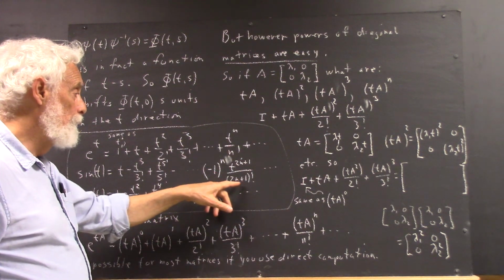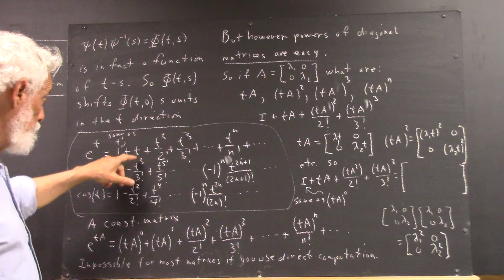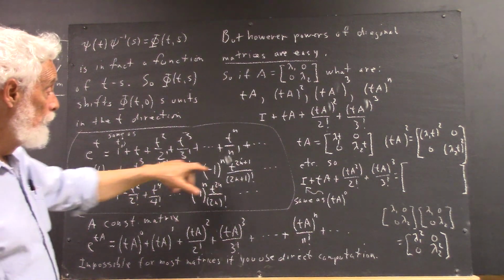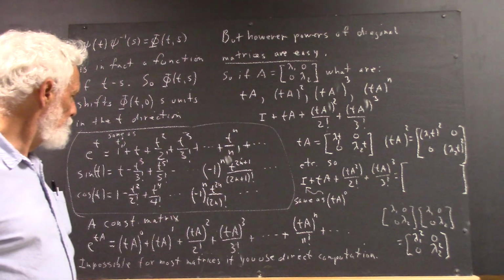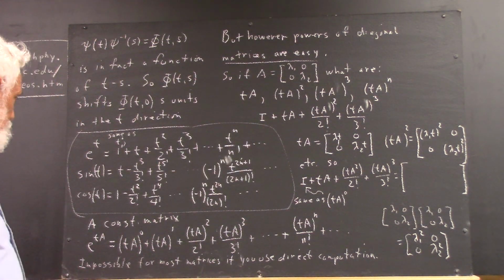And that would be 2n plus 1 factorial. If n is 1, that's 3 factorial, and that's your negative t cubed over 3 factorial, and so on. Now, I think there's a better way to have written that, but yeah, that works, and we at least get the idea of how this comes about.